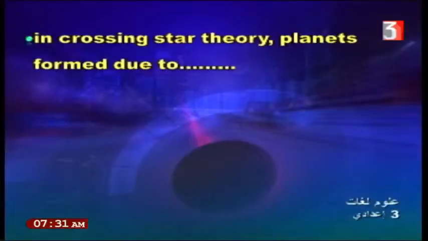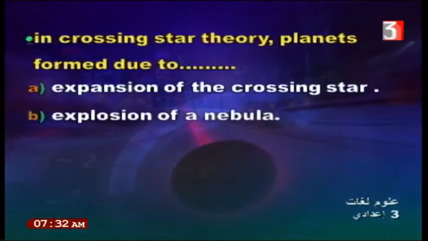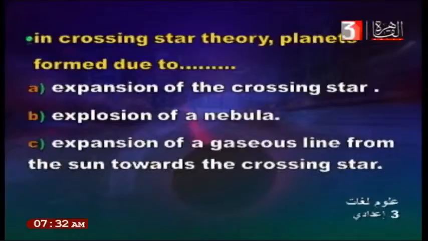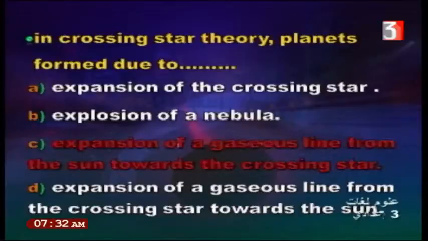In the crossing star theory, the planets formed due to expansion of a crossing star, explosion of a nebula, expansion of a gaseous line from the sun towards the crossing star, or expansion of a gaseous line from a crossing star towards the sun. In the crossing star theory, planets formed due to expansion of a gaseous line from the sun towards the crossing star.